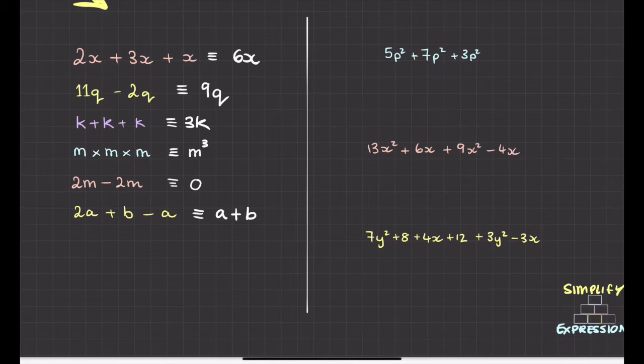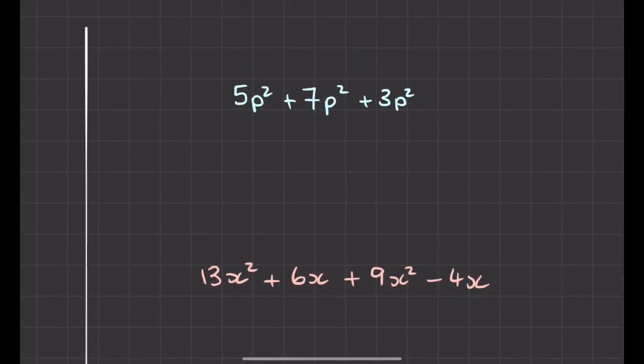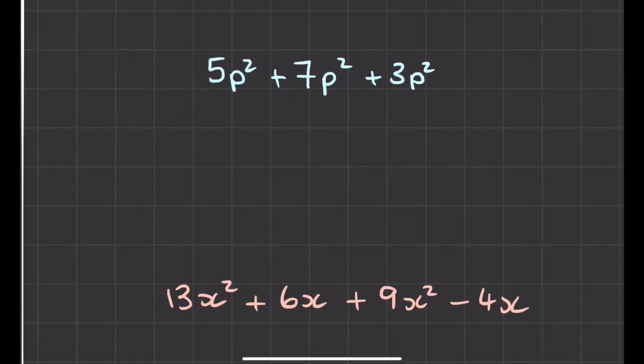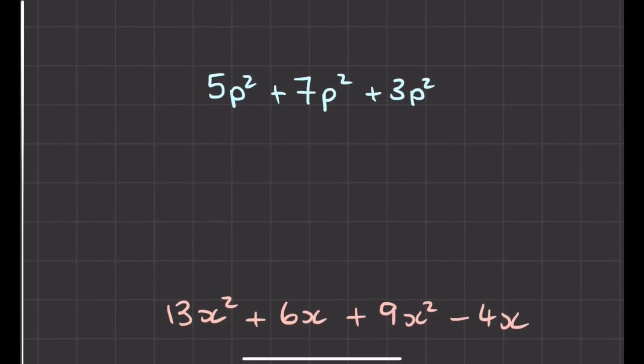Right, let's have a look at some other ones that have powers in them. Okay, now for this one here, let's look at what we've got. We've got some p squareds. So I've got 5 p squareds, and then I add another 7 of them, and then another 3 of them. So how many do we have now? Well, 3 plus 7 is 10. 10 plus 5 is 15. So I've got 15 of these p squareds, whatever those p squareds are.